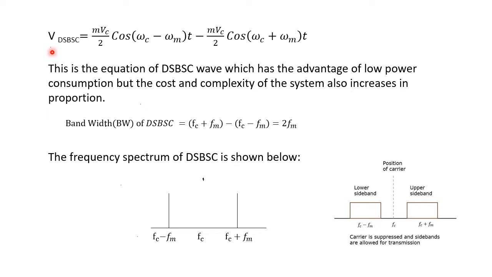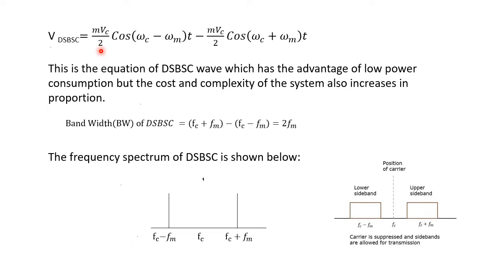Therefore, the equation of DSBSC is given as V_DSBSC = (mVc/2) cos(ωc − ωm)t, the lower sideband, minus (mVc/2) cos(ωc + ωm)t. This is double sideband and suppressed carrier.